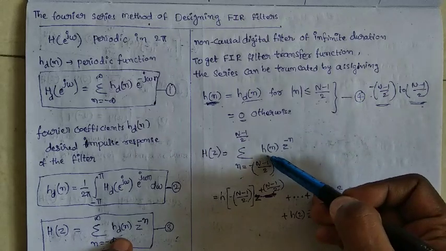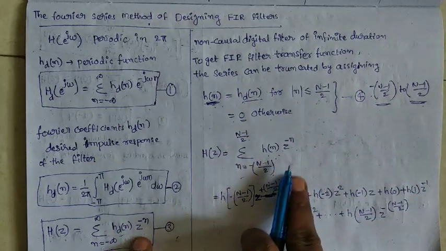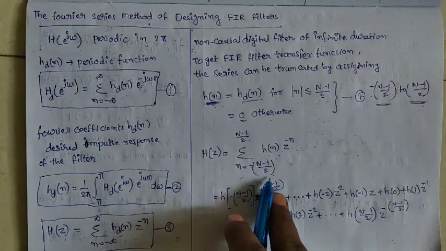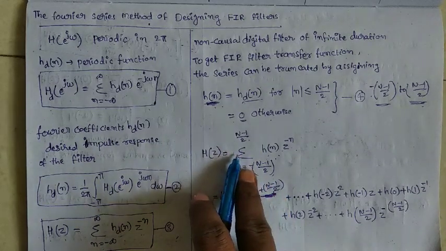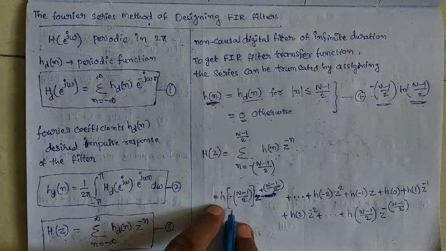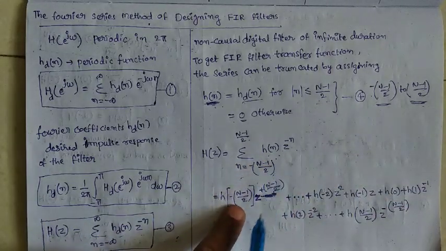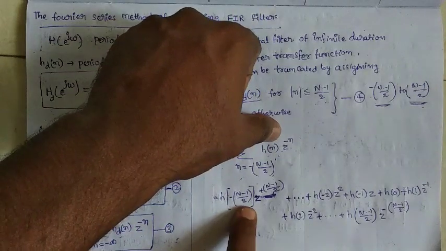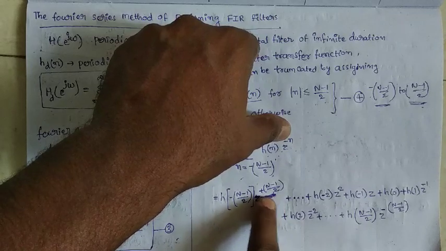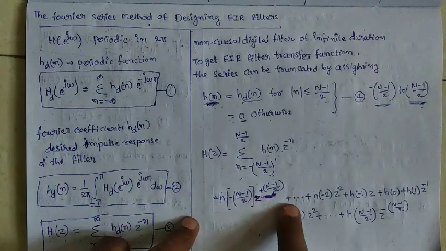Here h_d(n) is equal to h(n) z to the power minus n. Now we are expanding this, with n running from minus (N minus 1)/2 to (N minus 1)/2. For n equal to minus (N minus 1)/2, we get h(minus (N minus 1)/2) into z to the power minus of minus (N minus 1)/2; minus into minus is plus, so z to the power (N minus 1)/2, plus so on.